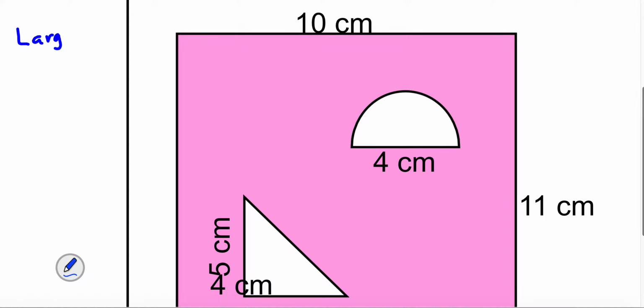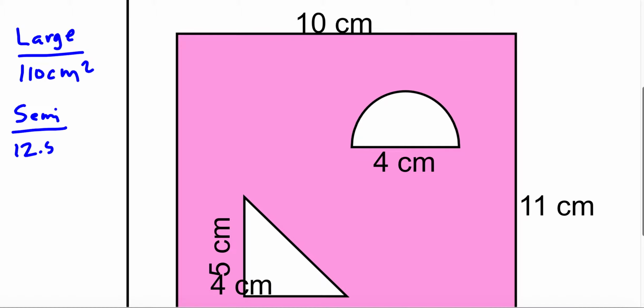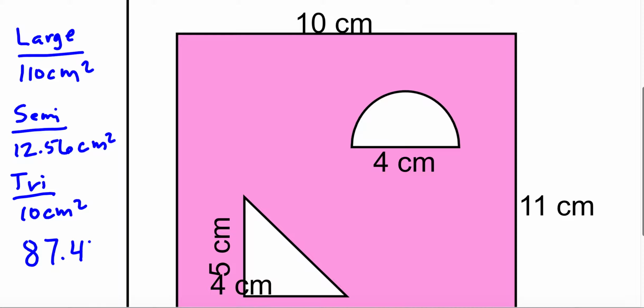Again, the large section here is going to be 10 times 11, which is 110 centimeters squared. Hopefully you got that for the large one. For the semicircle, you would have gotten 12.56 centimeters squared. And for the triangle, you would have gotten 10 centimeters squared if you followed all of the directions. Then you just take this 110 and subtract these two other pieces from that, and you would have a final answer of 87.44 centimeters squared.